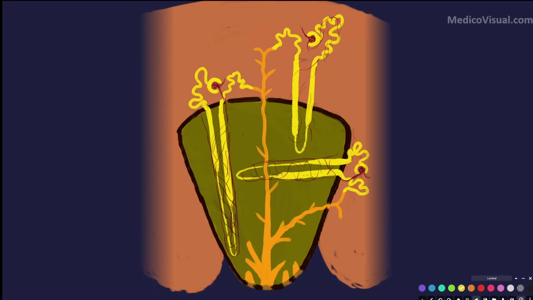Only the collecting tubules, collecting ducts, renal pelvis, minor and major calyces, and ureters are the structures that develop from the ureteric duct. But the nephron actually develops from the metanephric blastemal cap. So here is that pyramid, and the pyramid consists of collecting tubules and collecting ducts, and along with that it also consists of these parts of the nephron.